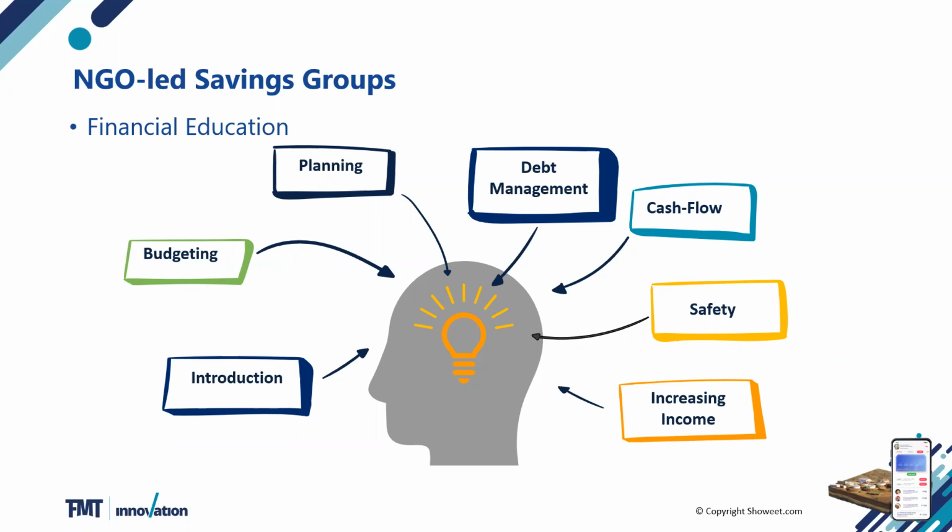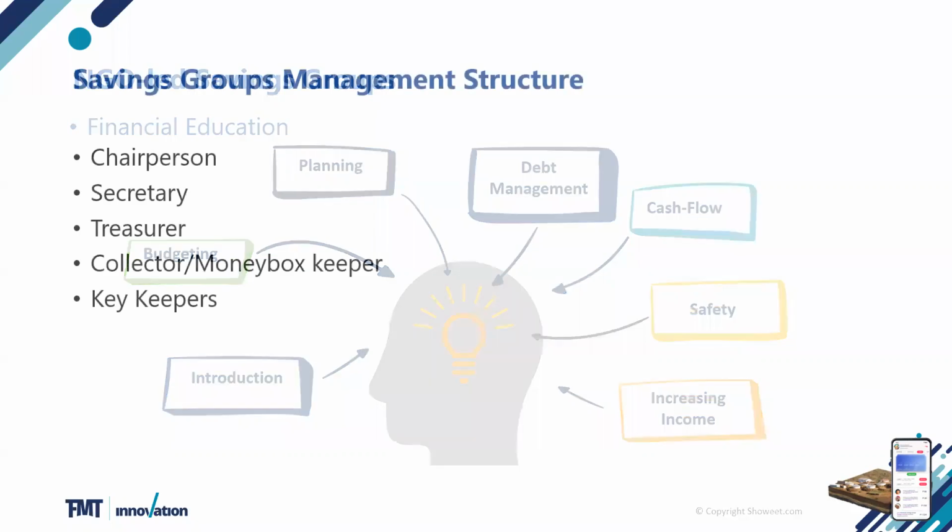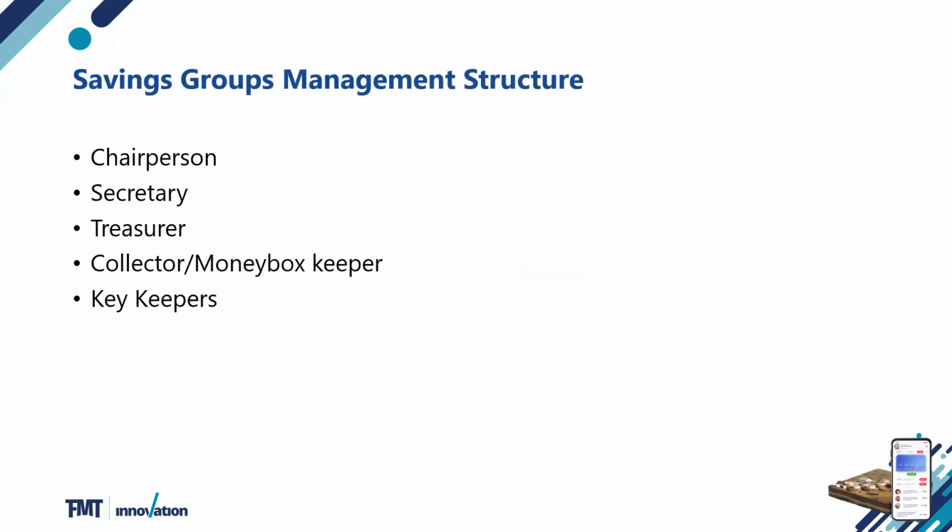And apart from that, they also teach on how to increase their income. And in terms of the management structure of these groups, it's normally made up of 5 positions, which usually includes the chairperson, secretary, treasurer, a collector or money box keeper, and some key keepers. Now, the role of the chairperson is to lead on discussions in meetings and facilitate them. And if this group has a bank account, they would also be a signatory at the bank.